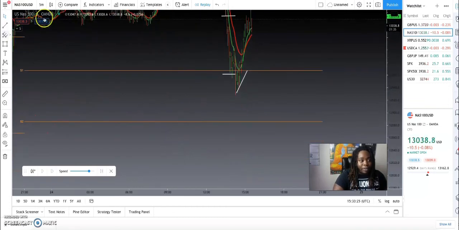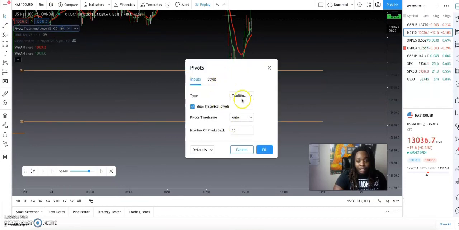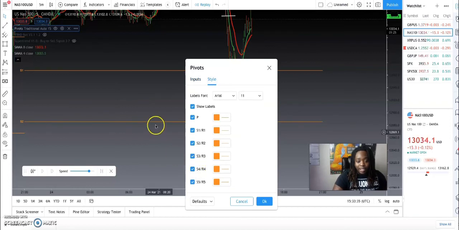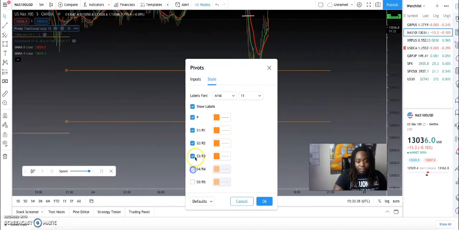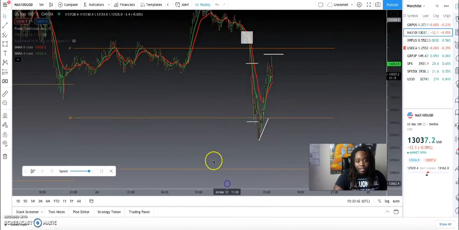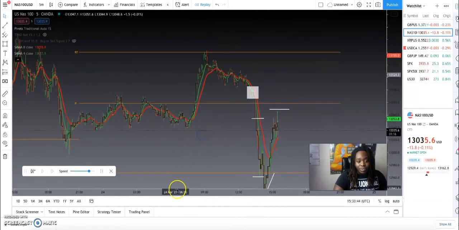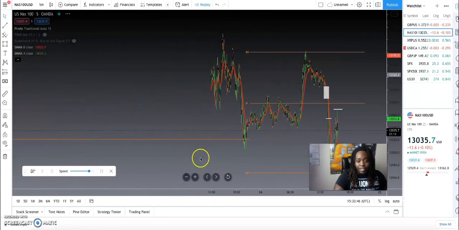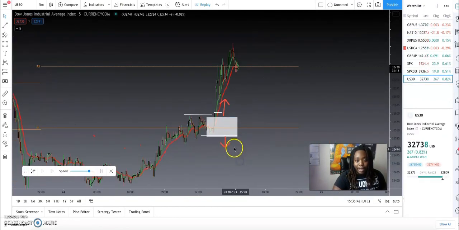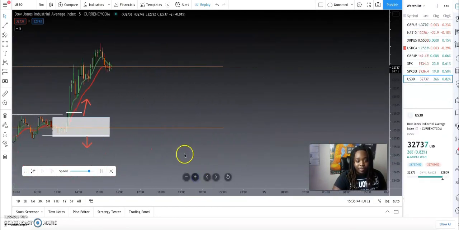All right, so go to indicators. Go to your pivots. Once you get the pivot points, it's traditional 15. We only need 1, 2, and 3 on. Hit OK, and you're good to go. You just gotta be prepared for the news.